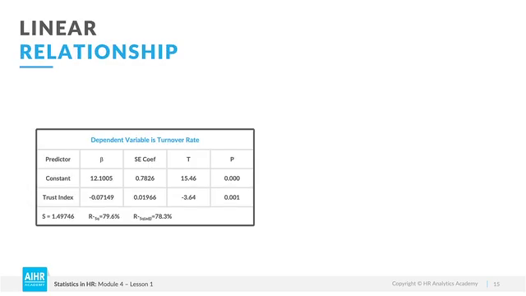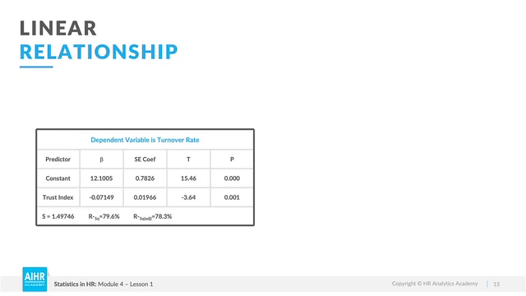This picture shows the output of a linear regression analysis. A sample of 33 companies was randomly selected and data collected on the turnover rate, percentage, and trust index, measured on a scale of 0 to 100. The trust index measured how much employees trust the company and their managers.